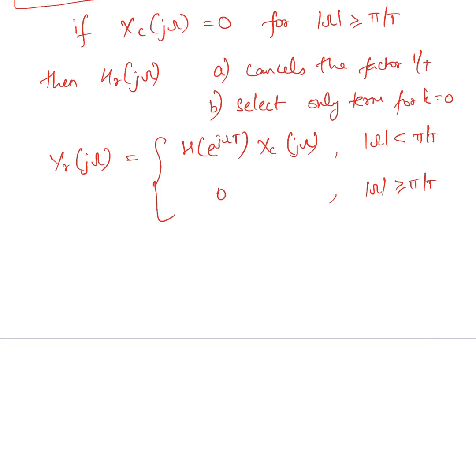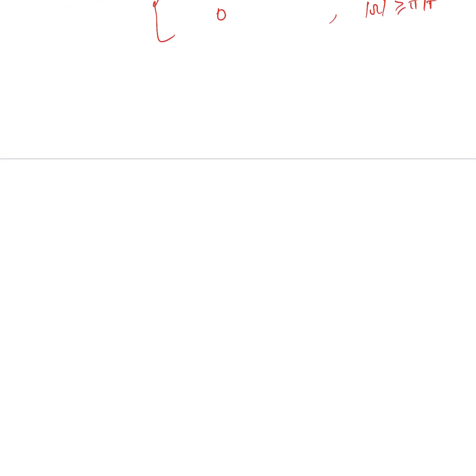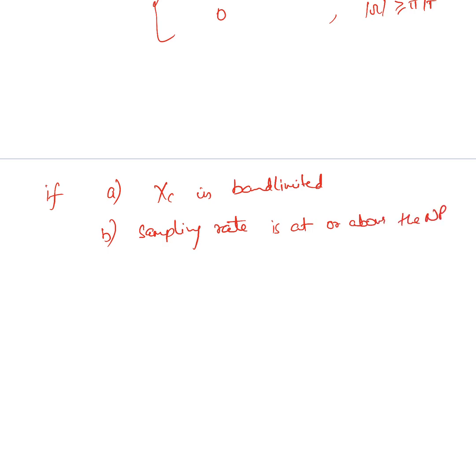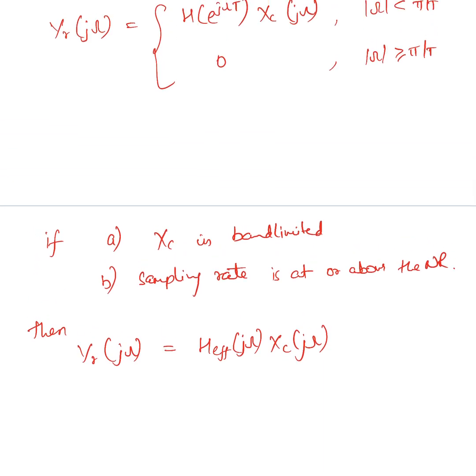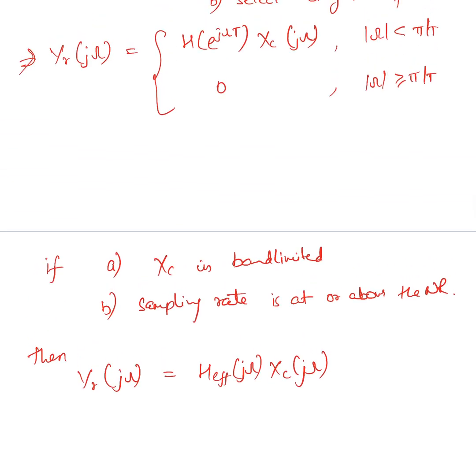Okay, now if you have X c band limited, which is the mandatory requirement we want so that we can reconstruct it perfectly, and it is one of the assumptions in the Nyquist sampling theorem also, and we have the sampling rate at or above the Nyquist rate, then in that case you can express Y r of j omega is equal to, let me write some H effective of j omega times X c of j omega.